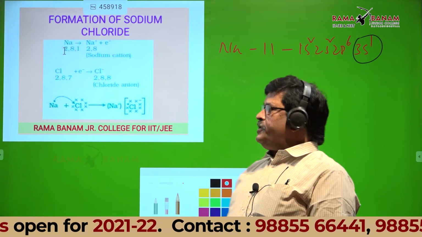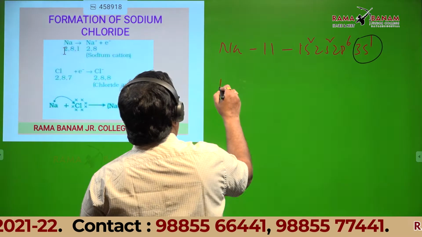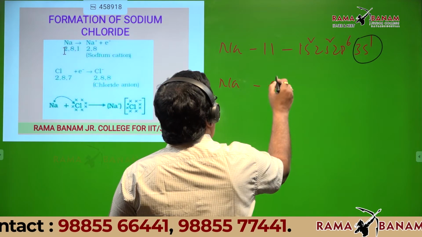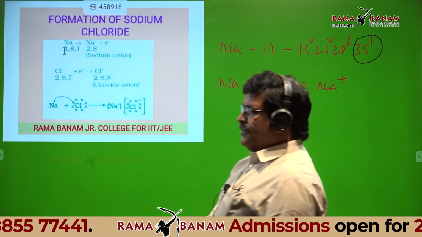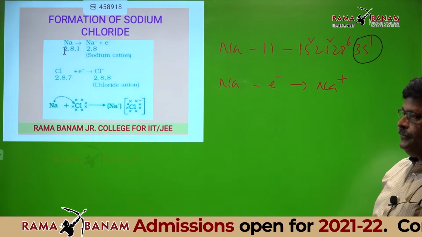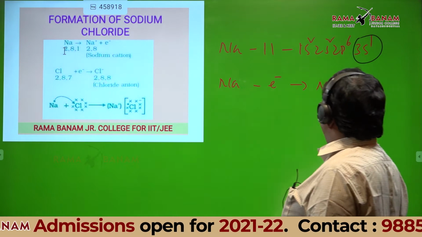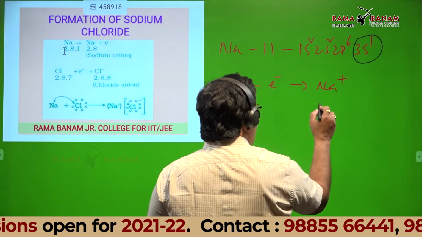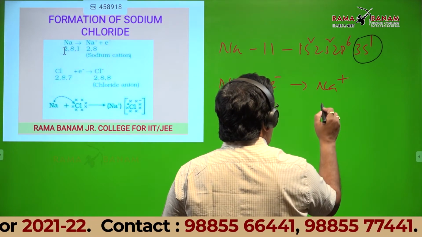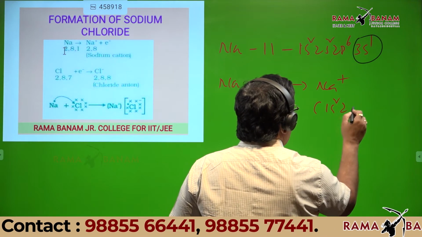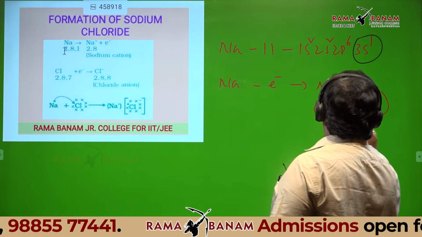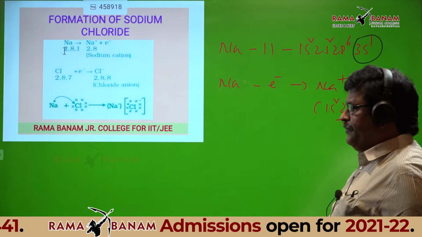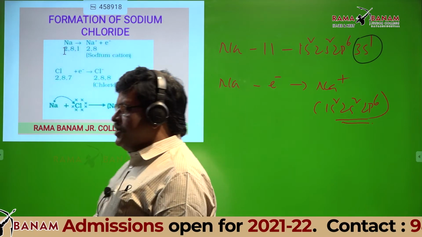So in this process, sodium loses one electron and converts into Na plus. Is it okay? And this Na plus sodium ion configuration is 1s2, 2s2, 2p6. That is neon configuration, which is octet configuration. Okay, now students?